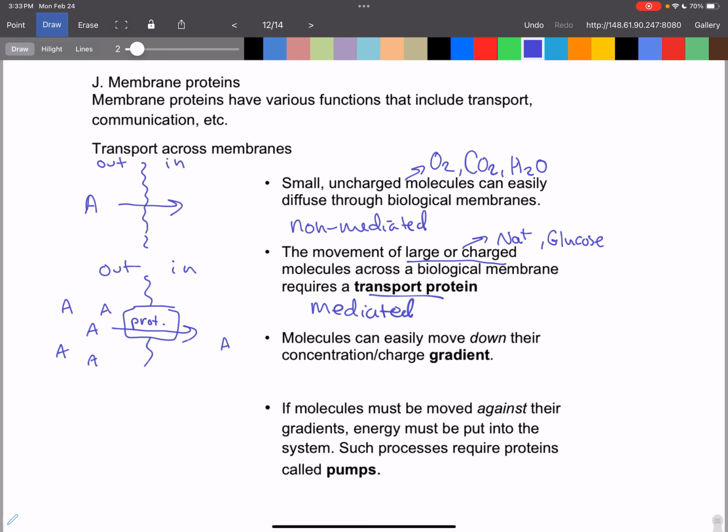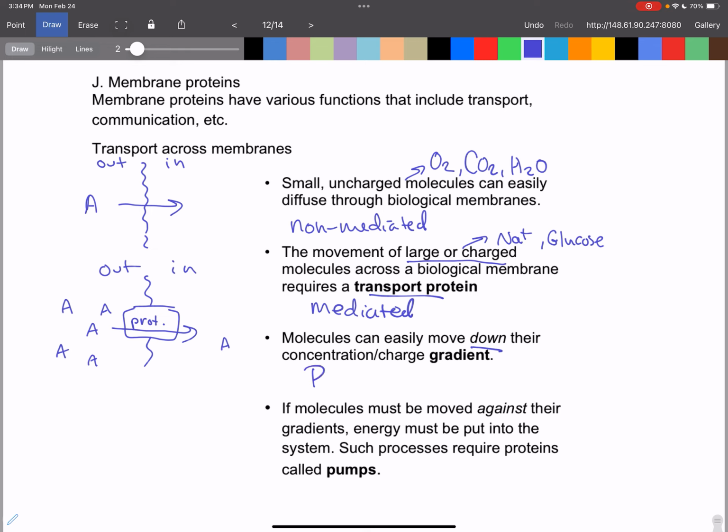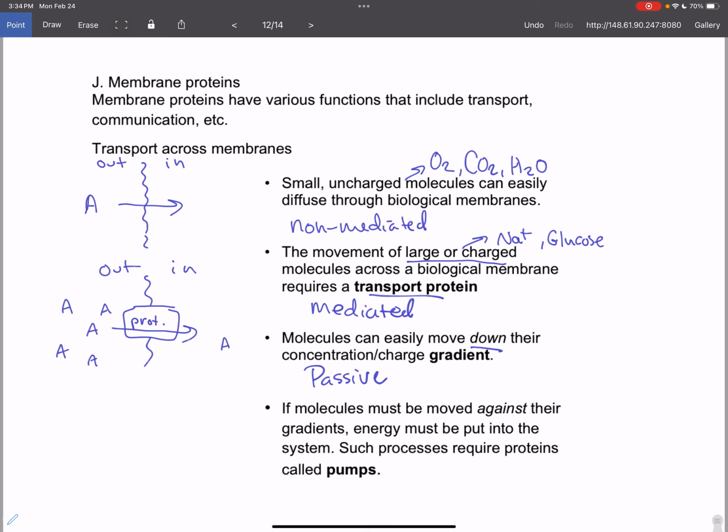And so in this case, I've just shown these molecules going down their concentration gradient, right? So there's a lot of the A molecule, glucose or sodium or whatever, on the outside, and there's not as much on the inside, and so it's favorable. Think of like entropy. It's favorable for this to want to equalize out a little bit. So it's okay for A to enter the cell. That's energetically okay. We call this a passive process because it doesn't require any energy, or anything can kind of happen with just having this protein present. It doesn't require pumping any energy into the system to convince that molecule to go the other way.